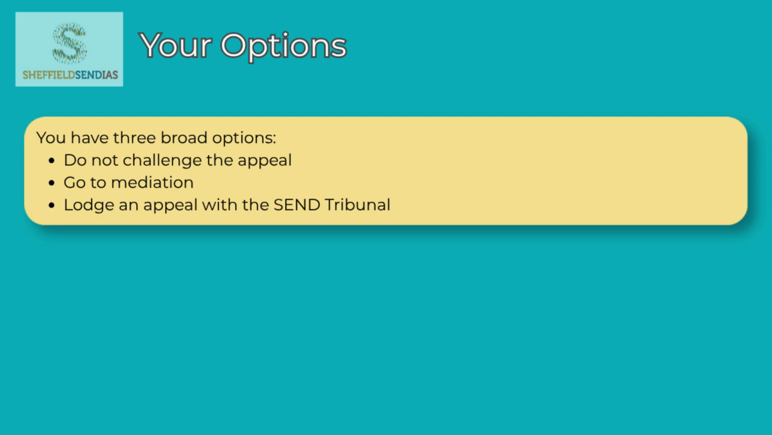When you have the decision letter from the local authority, you have 3 broad options. These are: do not challenge the decision and instead speak to your education provider and/or the local authority, go to mediation, or lodge an appeal with the SEND Tribunal. Let's look at each of these options in more detail.